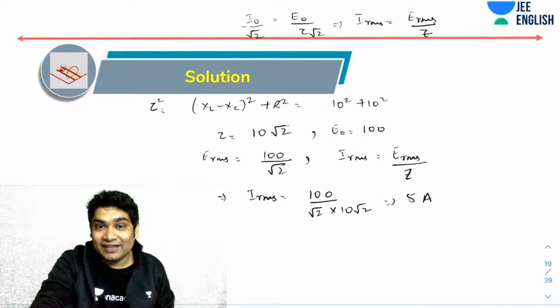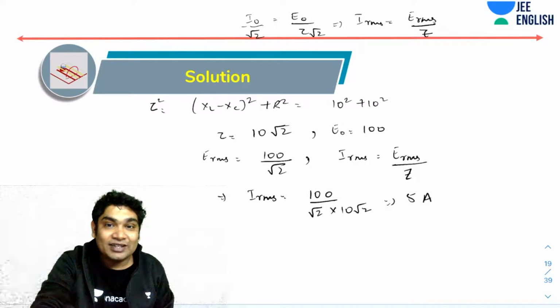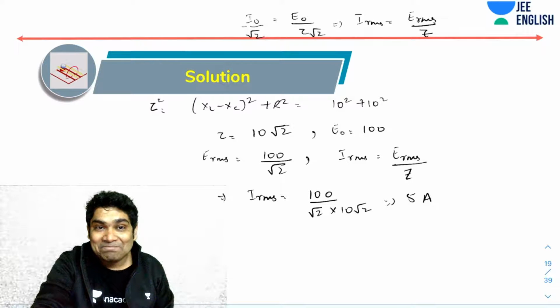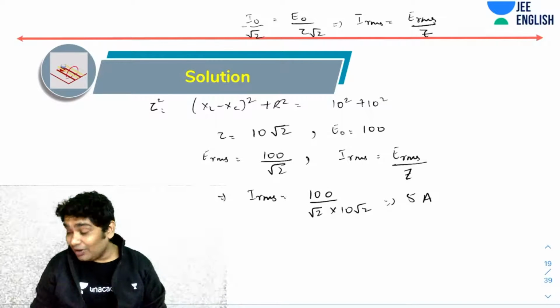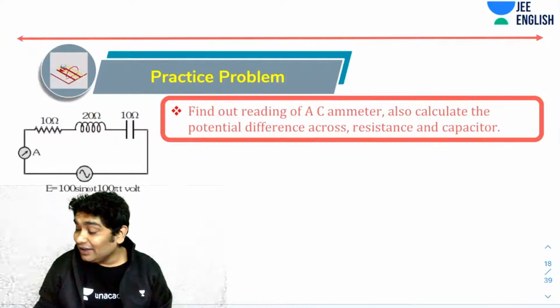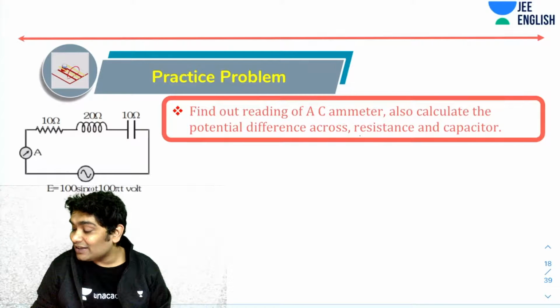It is 5 again. I think Mahi ji got the first answer correct. Okay. Now, if you had to ask the potential difference across the resistor and the capacitor.